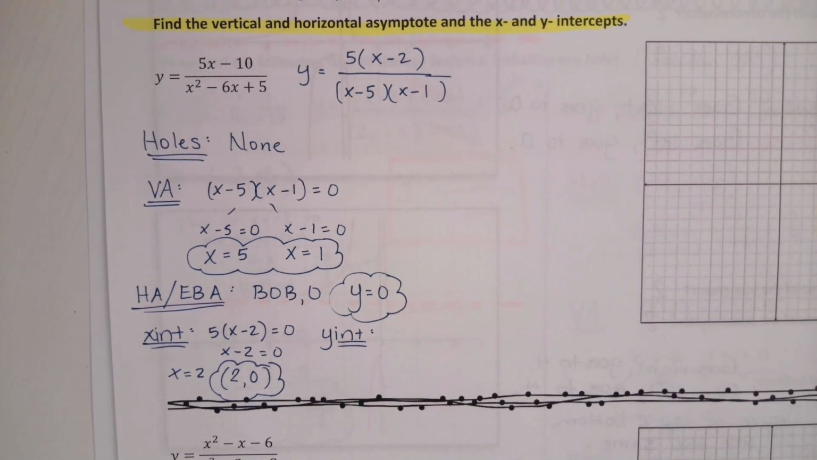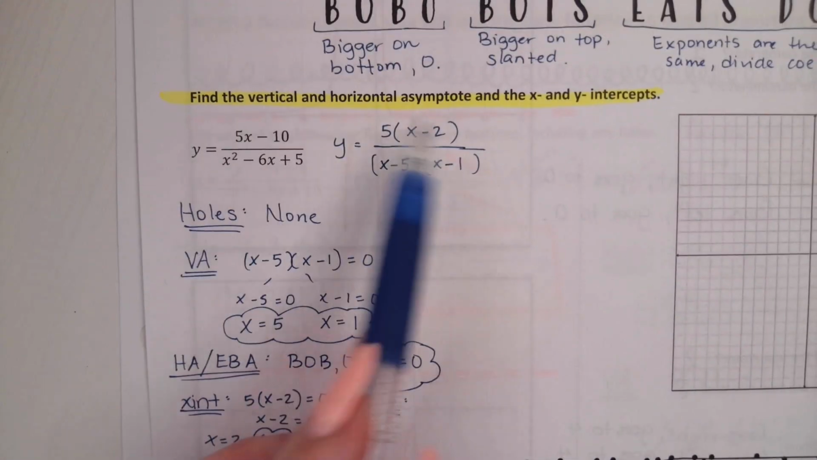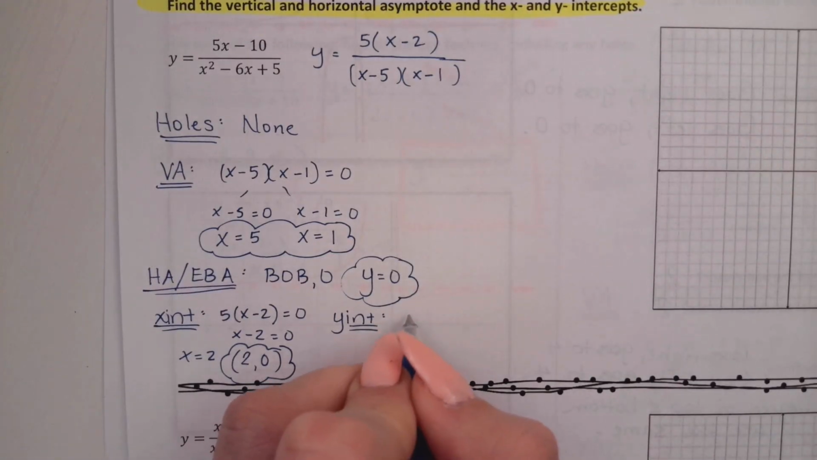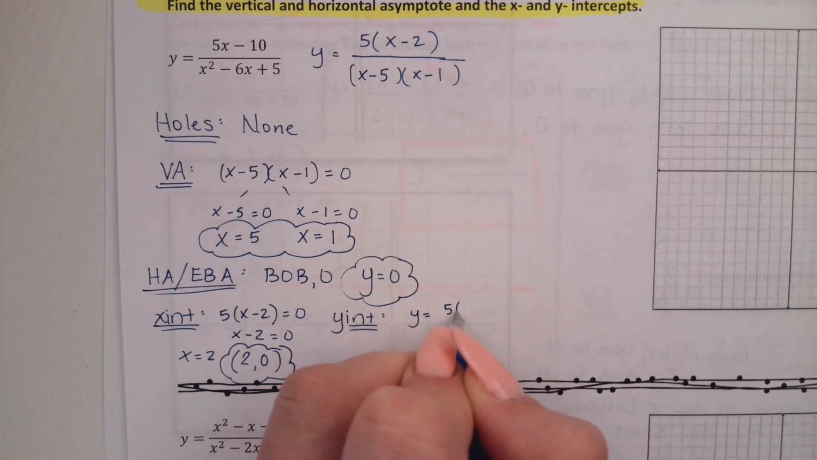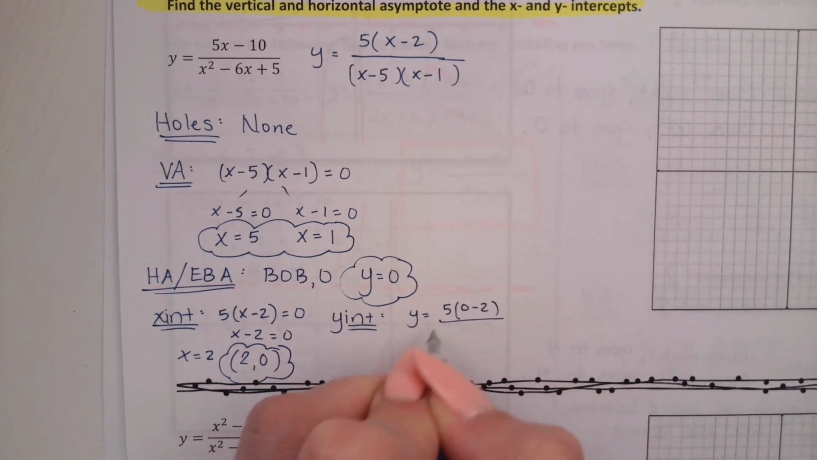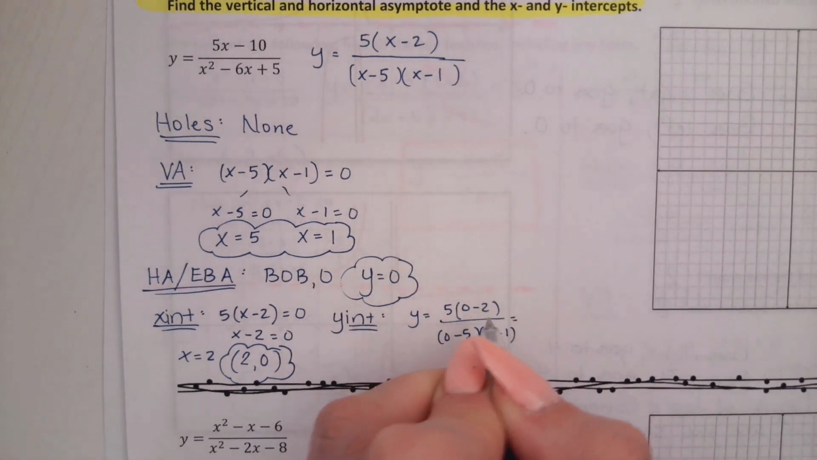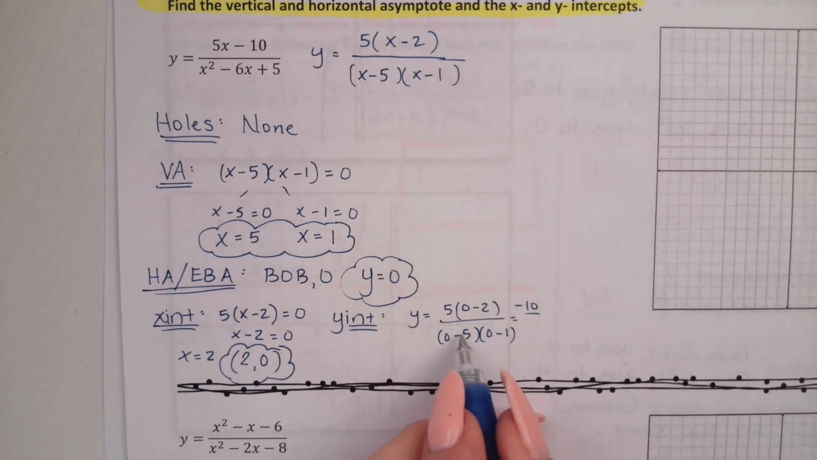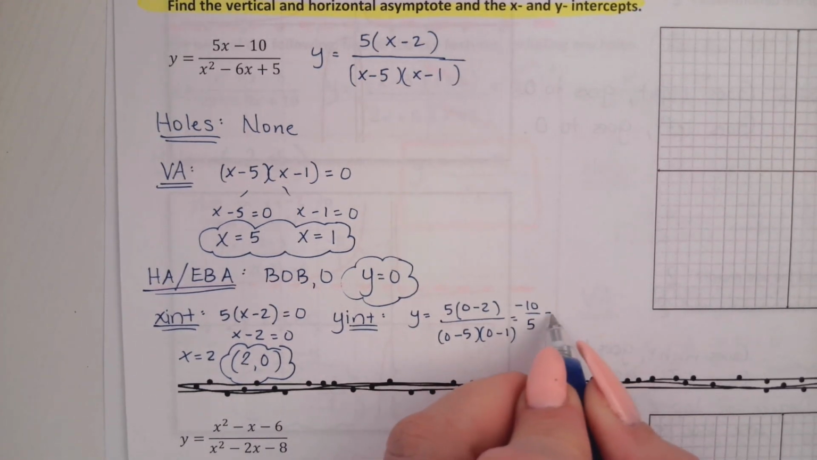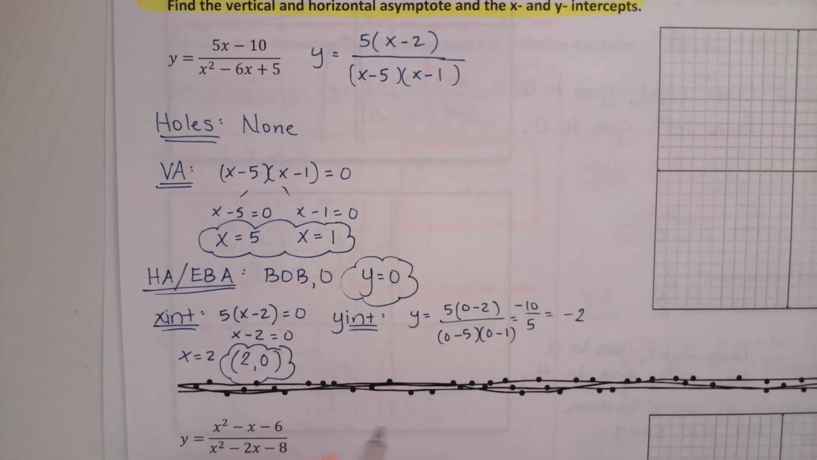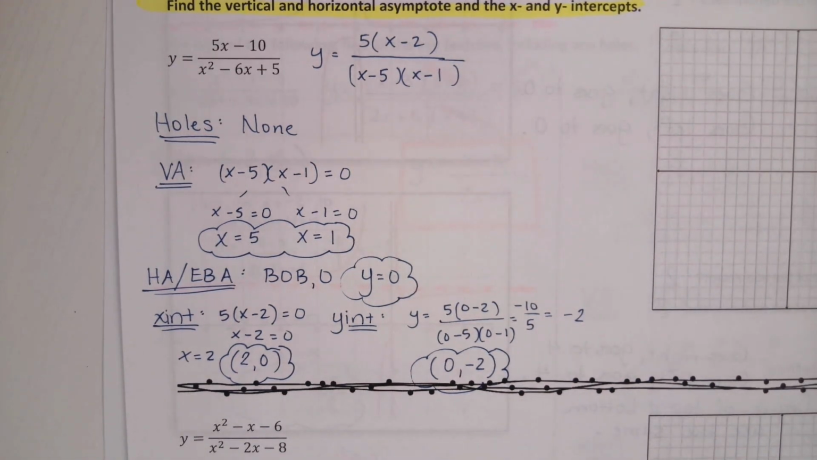The y-intercept, when you plug in 0 for x, again, you can have a choice of where to plug it in. You can plug it into the original or the factored one, because they are both equivalent. So we'll have y equals 5 times 0 minus 2, over 0 minus 5, 0 minus 1. So that'd be 5 times negative 2, which is negative 10. And on the bottom, we'll have negative 5 times negative 1, which is positive 5, which would simplify to negative 2. So as a point, that would be 0, negative 2.